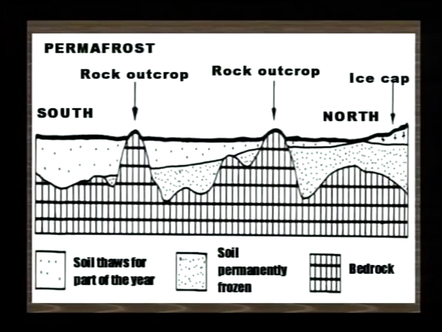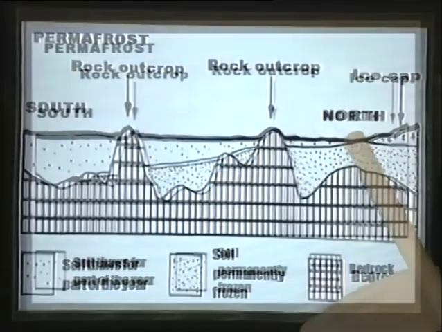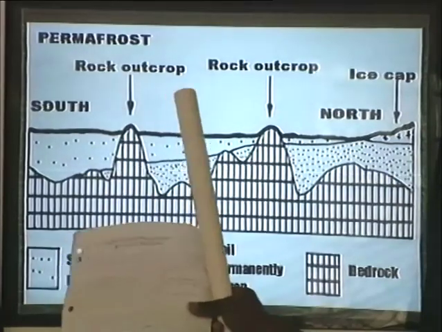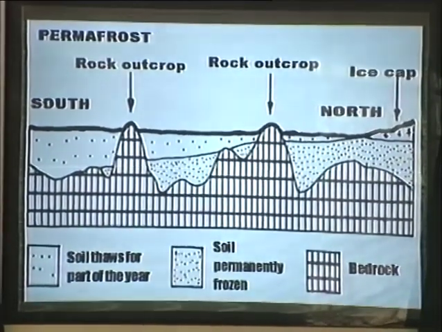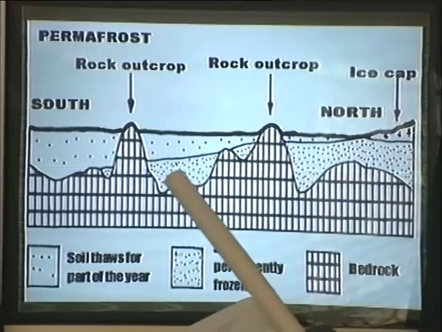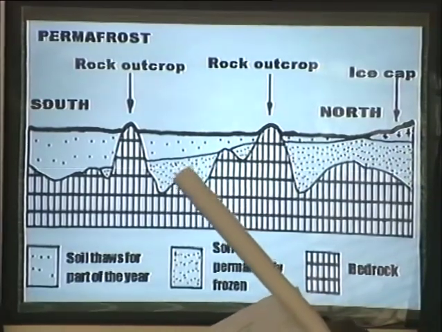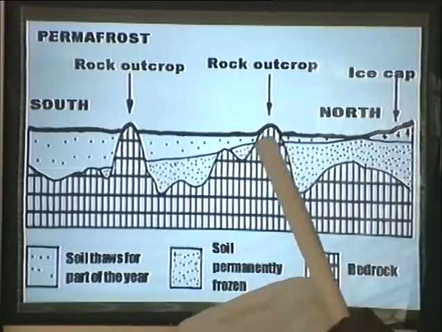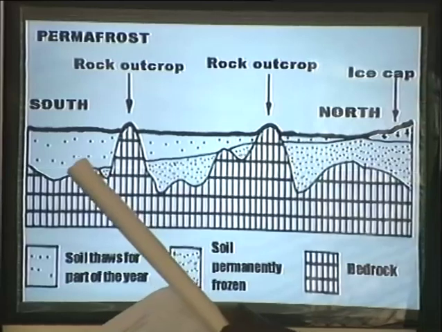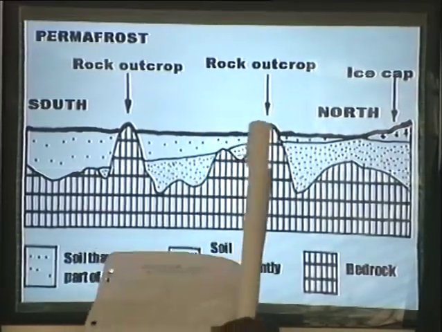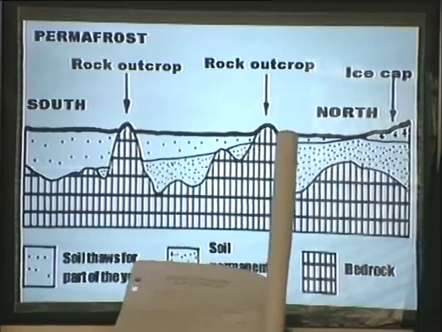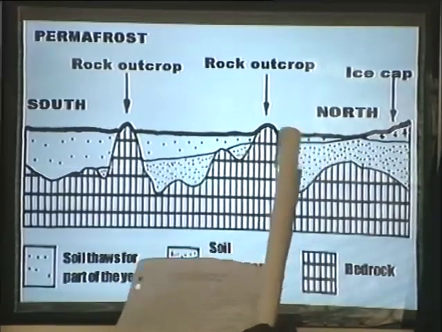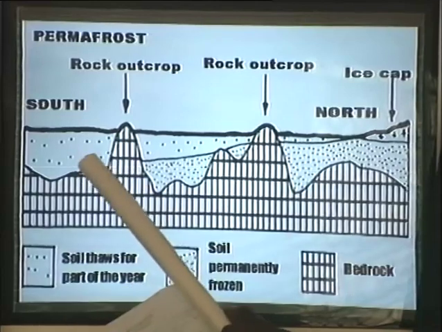On the monitor, I have a diagram which I'll be explaining to you. A cross-section of a permafrost. Over here, we have the North Pole and South Pole going southwards. This layer here is a layer of permafrost, or permanently frozen soil. This layer here is the soil which during summer the topsoil melts, and this layer is where the topsoil melts.